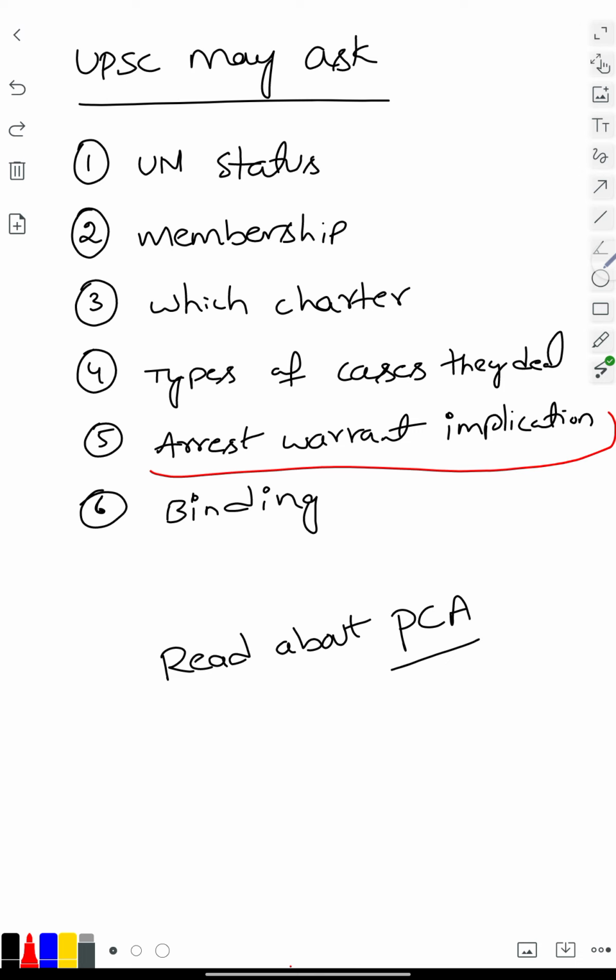And this is very important, the arrest warrant and its implications. ICC has given an arrest warrant against Putin. So what next? What is the legal implication of this? Okay, we will see that. So this is also very much expected.